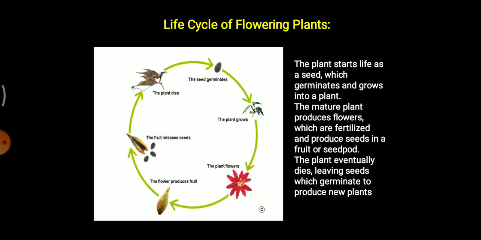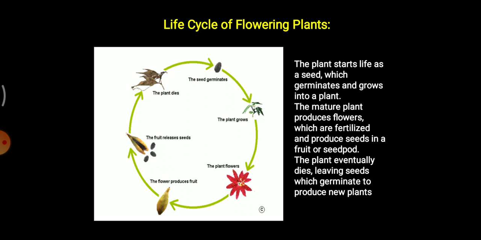So let us see the life cycle of a flowering plant. The plant starts life as a seed. As you can see, this is a seed. The seed germinates and grows into a plant, and with the help of proper nutrition, the plant starts to grow into a small plant.